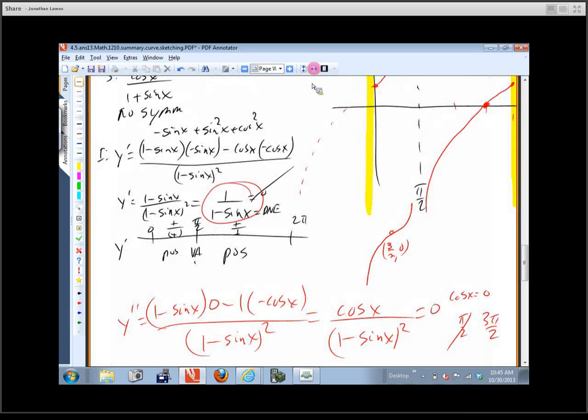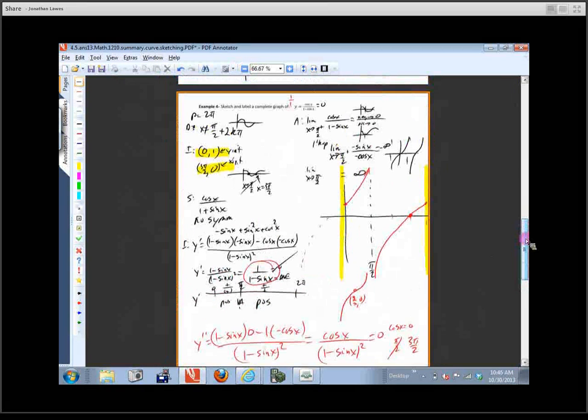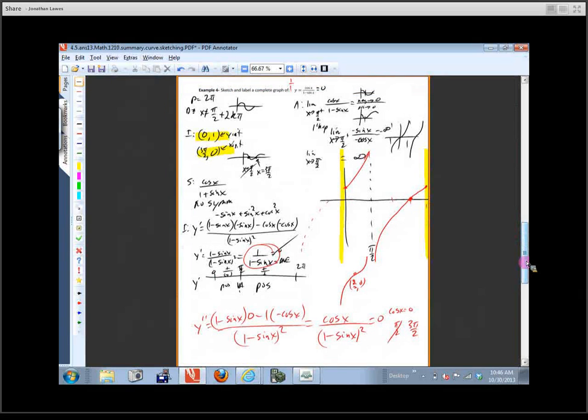So when finding points, the points you want to look for are intercepts, definitely, and maxes and mins, and points of inflection. It turns out on this one, we found the y-intercept, so we found this point right here, (0, 1). We found the x-intercept was (3π/2, 0), and that happens to also be a point of inflection.